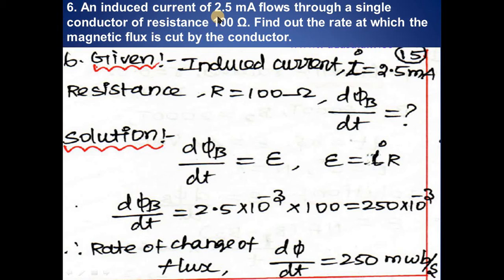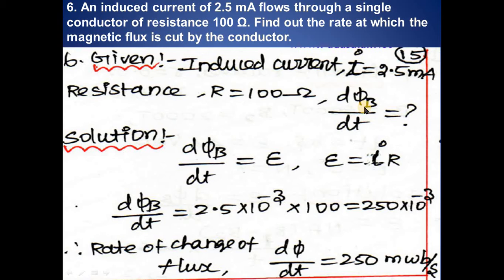An induced current of 2.5 milliampere flows through a single conductor of resistance 100 ohm. Find out the rate at which the magnetic flux is cut by the conductor. Given data: induced current I is equal to 2.5 milliampere. Milli means 10 power minus 3. Resistance R is equal to 100 ohm. d phi B divided by dt is equal to question mark.